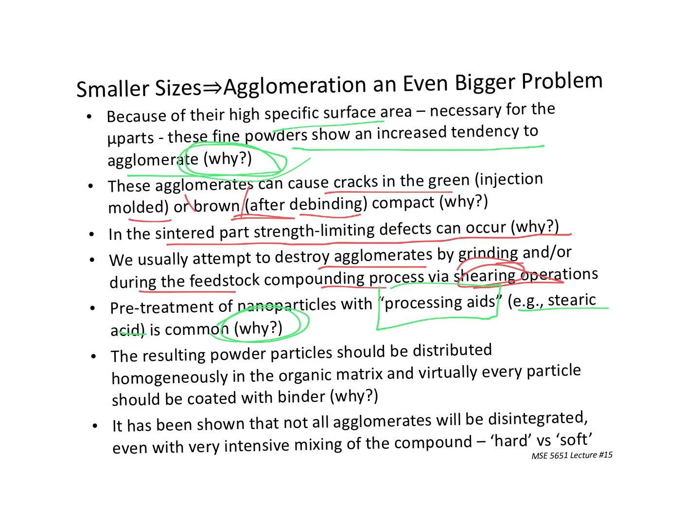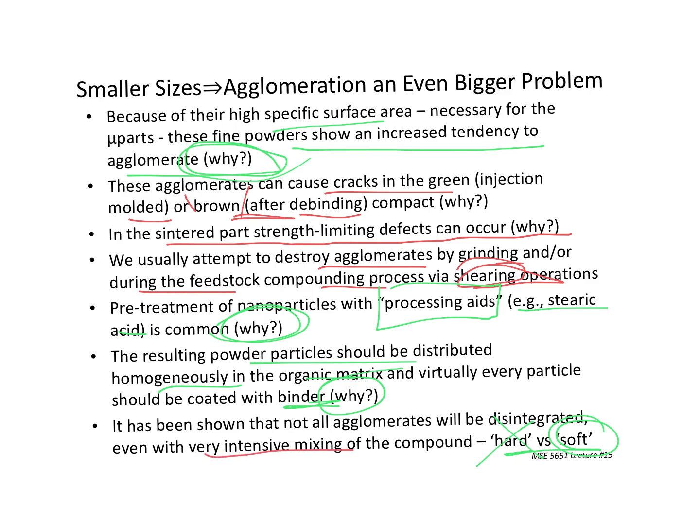Okay. So, this whole area is just everything else that we talked about scaled down. Resulting powder particles should be distributed homogeneously in the organic matrix. They should all be coated with binder so that they don't fall back into that energy well. And any agglomerates that are formed should ideally be soft and not hard. We don't like the hard ones. We can live with soft agglomerates in this context in many cases, even with very intensive mixing.